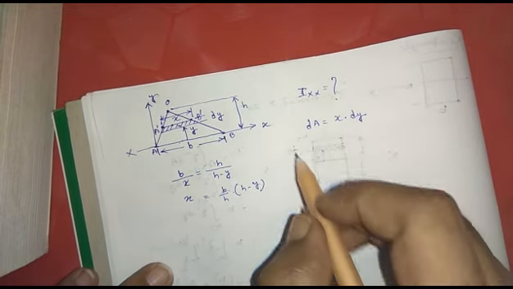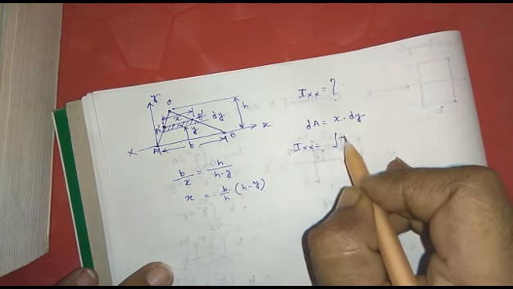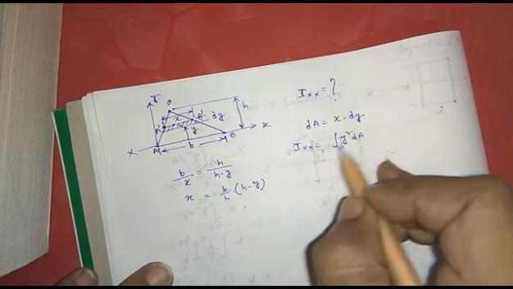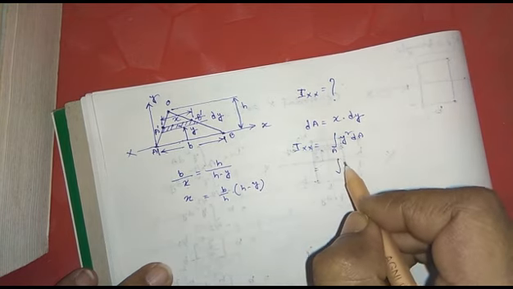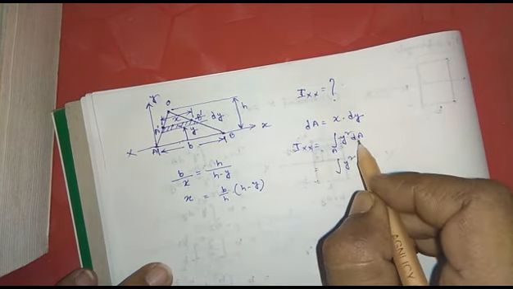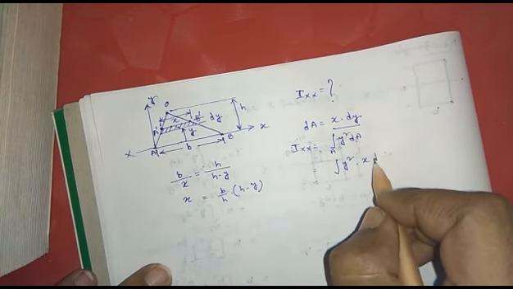Clear? So now the formulation of Ixx is simply the integral of y squared dA over the whole area. So just write dA as x into dy.